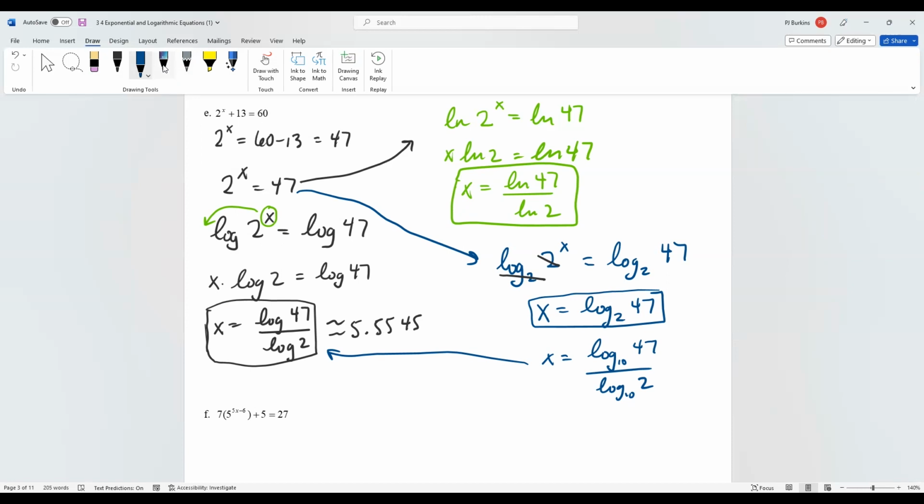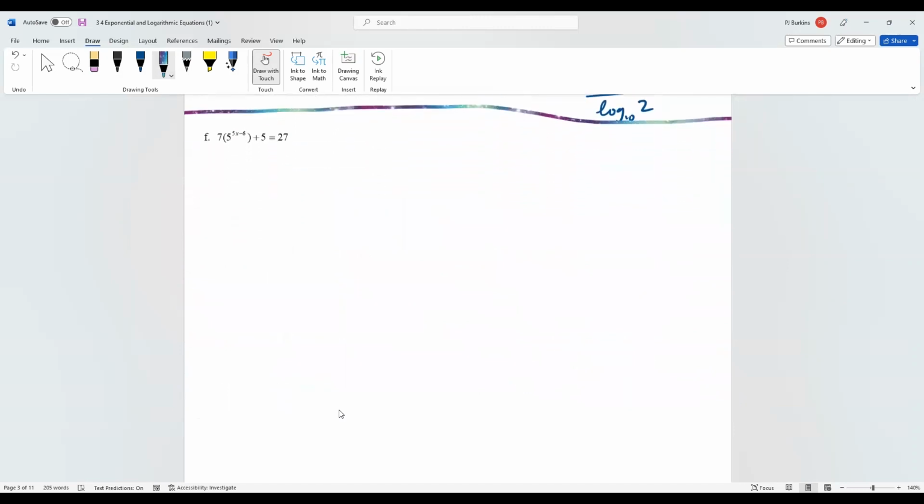Let's go ahead and try some more. So let's move on to F. All right, as always, very first thing I would like to do is isolate the exponent. So I'm going to subtract 5 from both sides. And that's going to give me 22 over here. Then I need to get the 7 over, so I need to divide by 7. So I have 5 to the 5x minus 6 equals 22 sevenths.